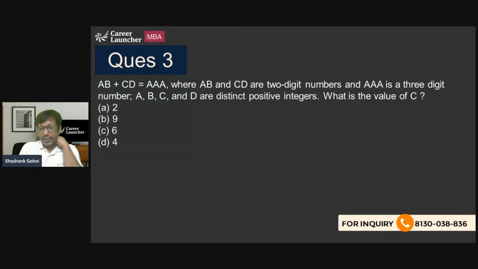AB plus CD is equal to AAA, where AB is a 2-digit number and CD is also a 2-digit number. So what is going to be the value of C? That's the question. Take some time, think, and get the answer.